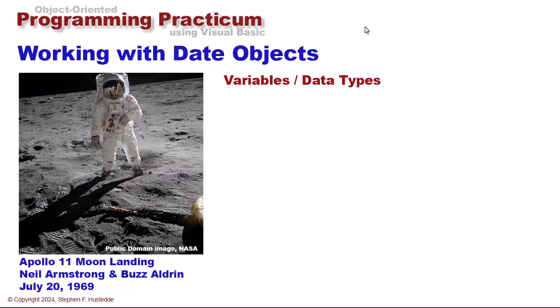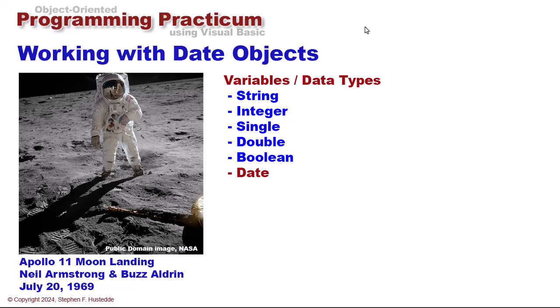We've seen how to create variables of various data types. We've worked with strings containing alphanumeric characters, integers, which are whole numbers, singles and doubles, which are floating point values, and booleans being either true or false. But one that we haven't looked at is date. I usually refer to date as a date object, because really all these variables are objects. The date object has properties and methods just like any instance of a class.